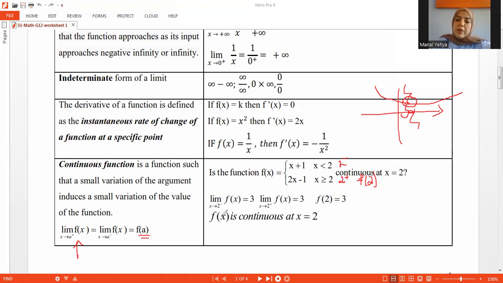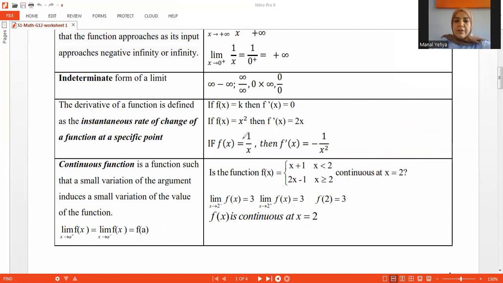So limit of the function when x tends to 2 minus, I will take the first one. 2 plus 1 is 3. Limit when x tends to 2 plus, I have to replace here 2. It's also 3. And f of 2, also I replace it in this function. It's also 3. So all of these are equal, then f of x is continuous at 2.